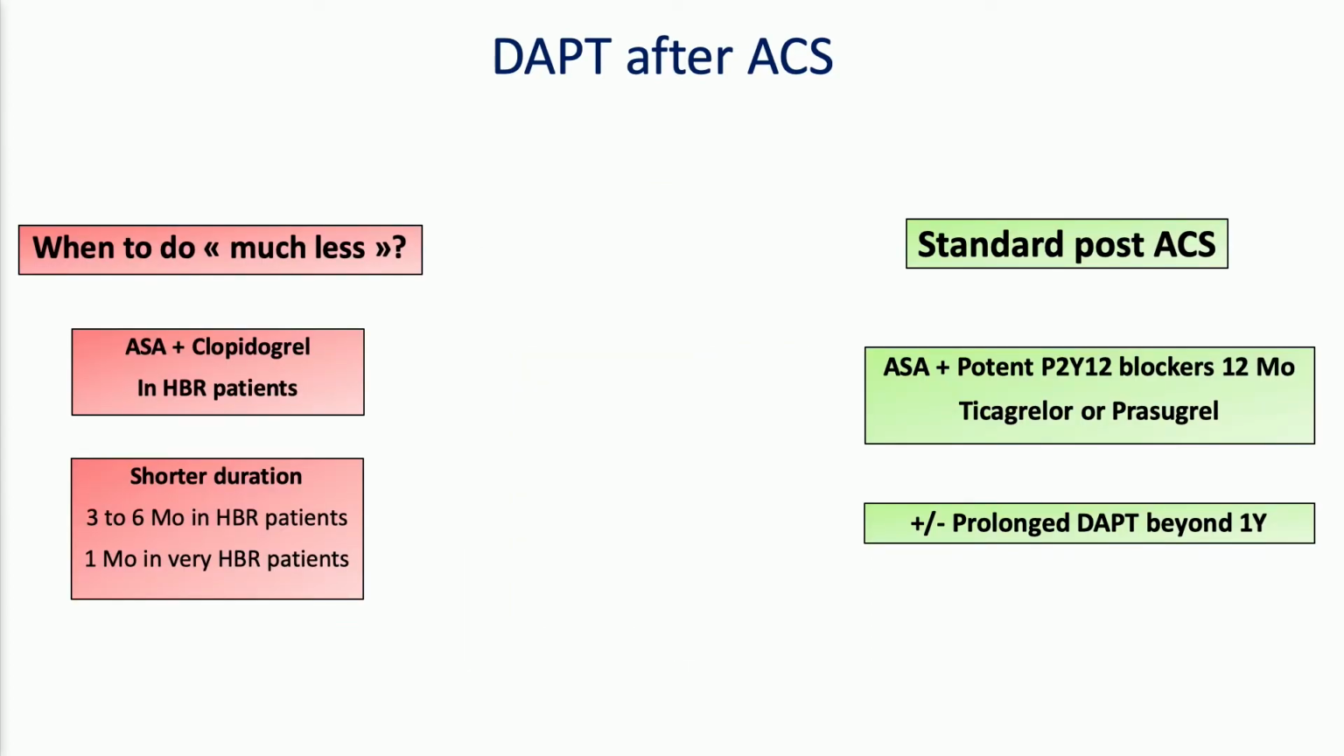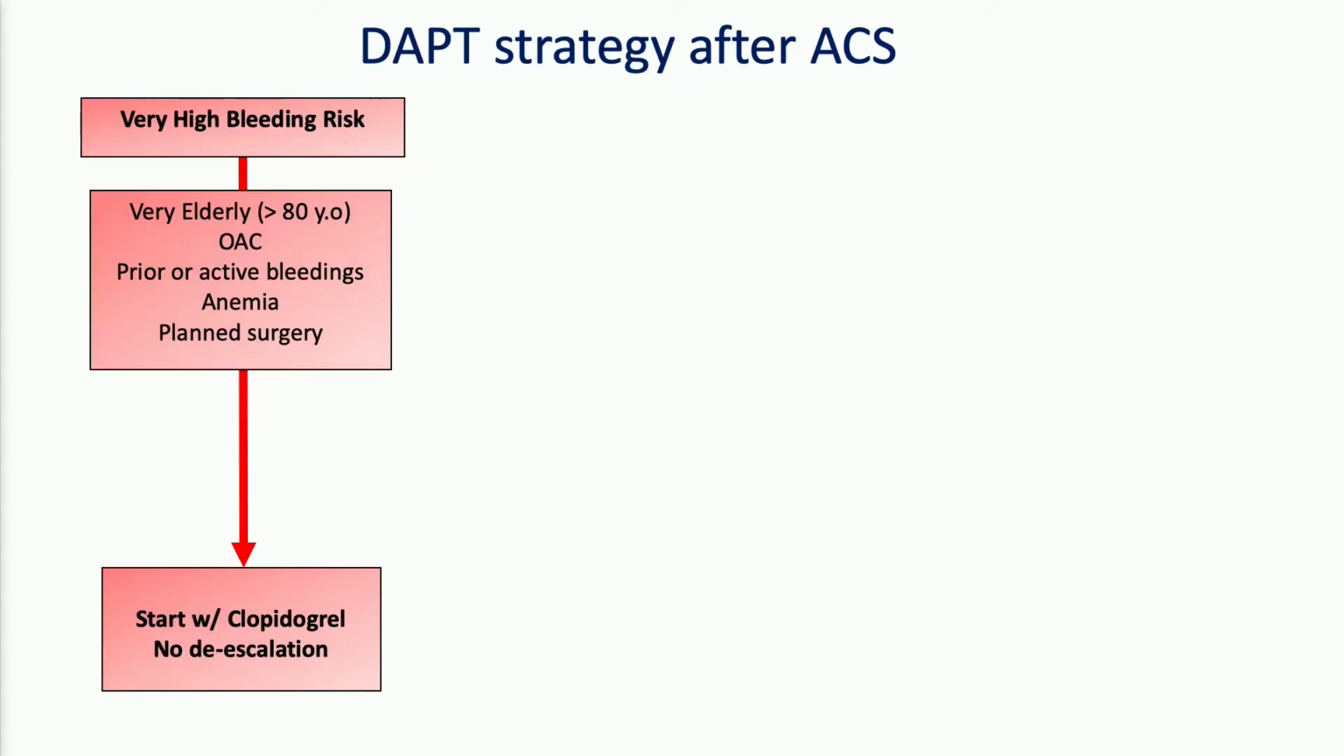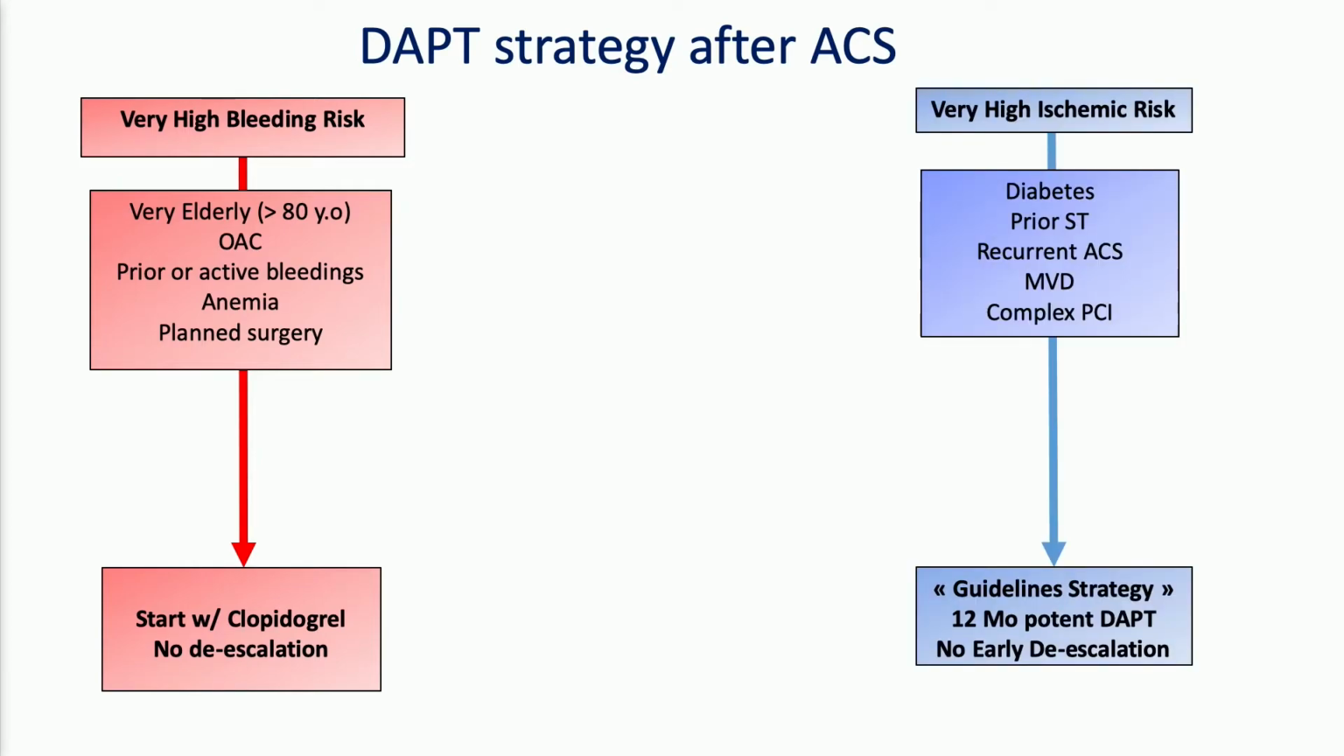So also in ACS we have the standard of care, which is aspirin and potent P2Y12 inhibitor for 12 months, but sometimes we will do much less in patients with high bleeding risk, and we will just discharge the patient with aspirin and clopidogrel. But do we have something in the middle, let's say an intermediate way? Yes, we do, because in high bleeding risk patients, as we said, we will just give clopidogrel and there will be no space for de-escalation. In very high ischemic risk patients, like the one we've described, diabetic patient, multivessel disease, it will be the guideline strategy with 12 months of potent DAPT.